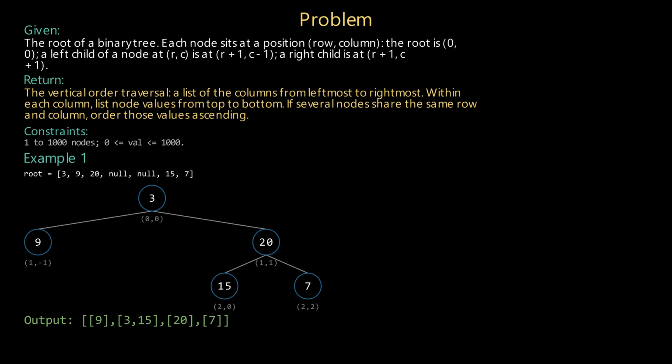Under each node, the label is row, column. We read columns from left to right. The leftmost column, -1, has only 9. Column 0 has the root 3 on the first row, then 15 below it in the same column. Column 1 is 20. The rightmost column, 2, is 7. Stacking those column lists in order gives the output line.